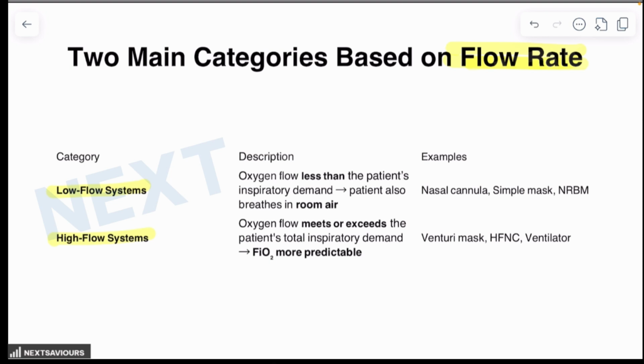One is low flow system and the other one is high flow system. Low flow system is where the oxygen flows at less than the patient's inspiratory demands. That means the patient also breathes in the room air. And the other one is the high flow, where the oxygen flow meets or exceeds the patient's total inspiratory demand. That means FiO2 is more predictable and you provide it by a mechanical setting where you can control this FiO2. So these are considered to be high flow systems. This is exactly how the oxygen masks or delivery devices can be categorized into two systems: low flow and high flow.